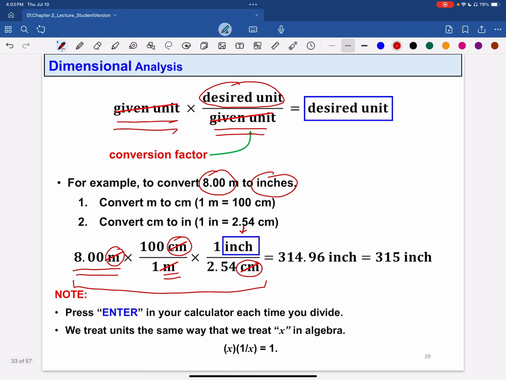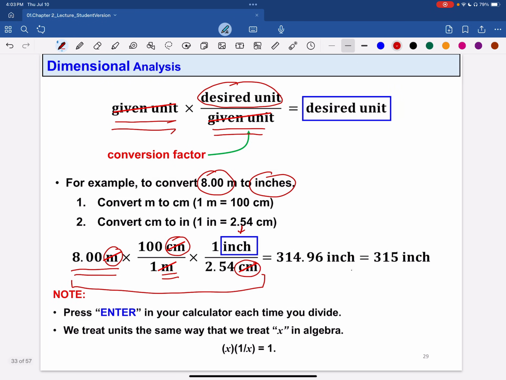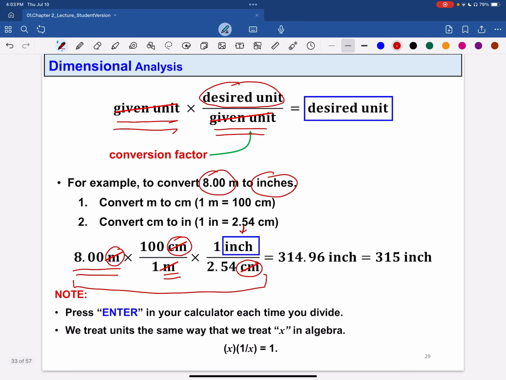I put this in the calculator and I get the answer 3.15 inches. When you put it in your calculator, press enter each time you divide.